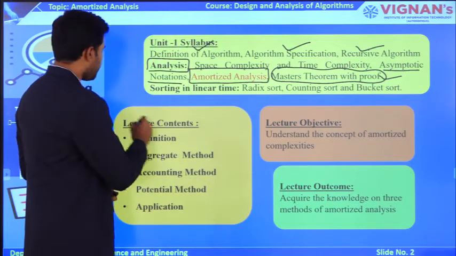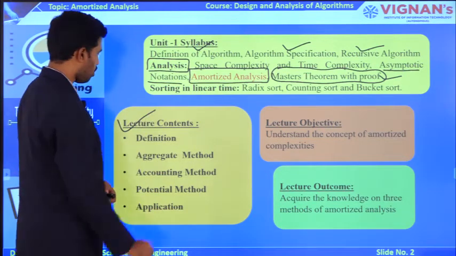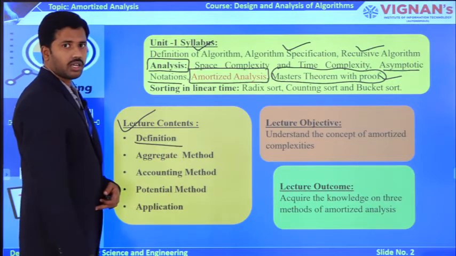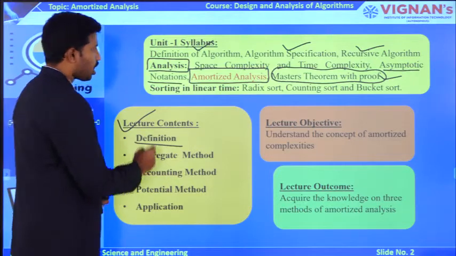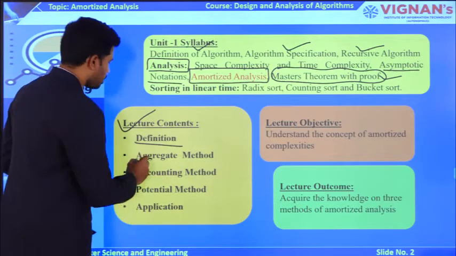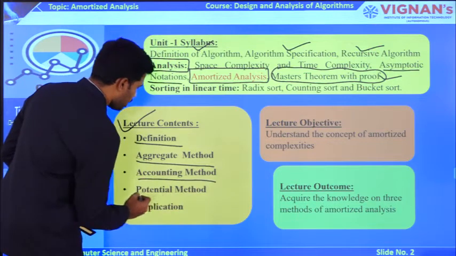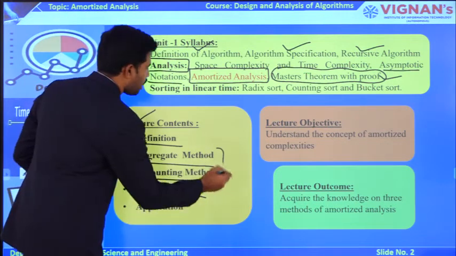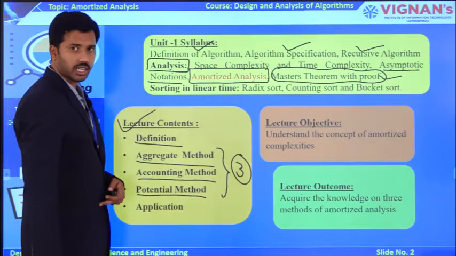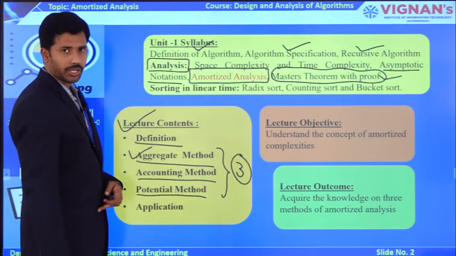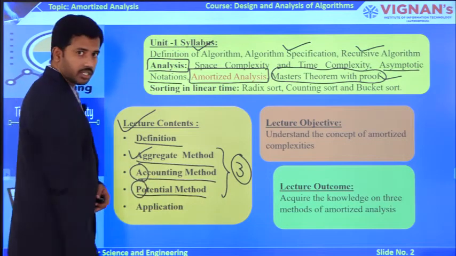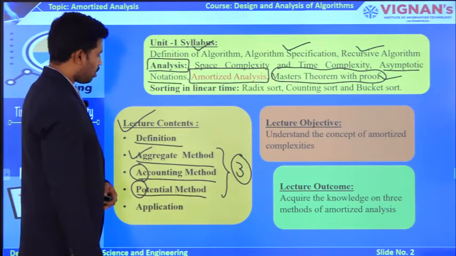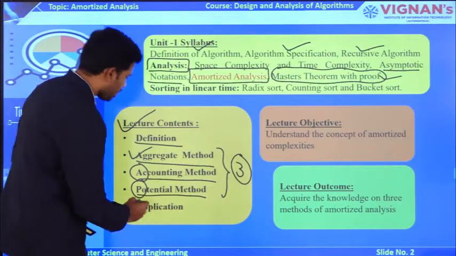The main contents we are going to discuss in this lecture are the definition of amortized analysis, followed by the methods involved in applying it: the aggregate method, the accounting method and the potential method. So in total, 3 methods are there. Among these 3 methods, the aggregate method is very important. If you understand the aggregate method, it is very easy to understand the accounting method as well as the potential method.